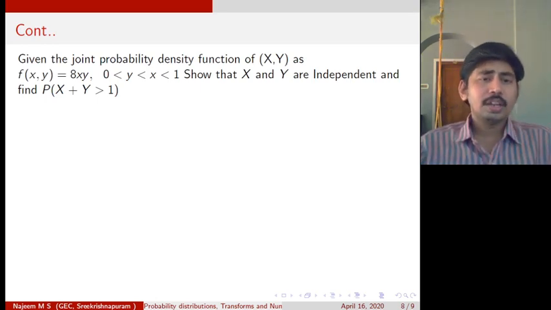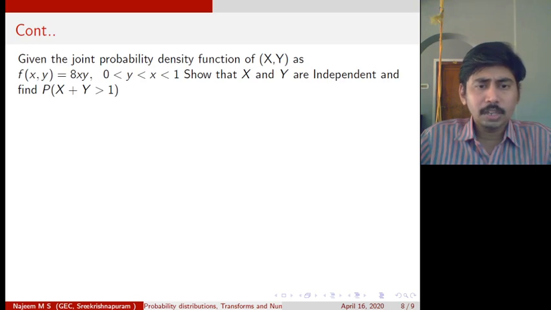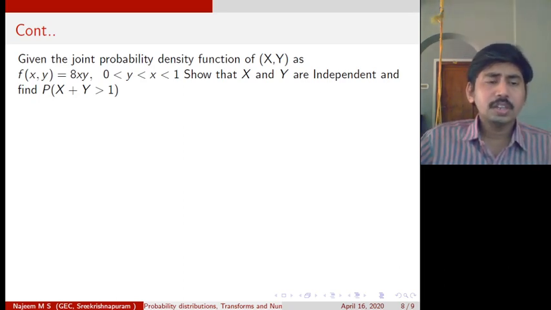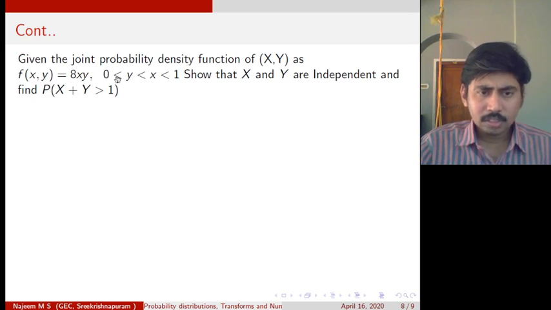Another example, given a joint probability density function of xy as f of xy equal to 8xy, 0 less than y less than x less than 1, show that x and y are independent and find x plus y equal to 1. Okay, the function is f of xy equal to 8xy, 0 less than y less than x less than 1. See this one, this 0 less than y less than x less than 1 is not equivalent to 0 less than y less than 1 and 0 less than x less than 1. This condition should satisfy y less than x.